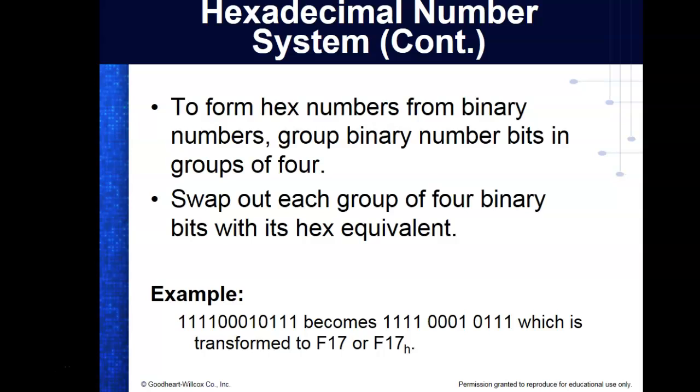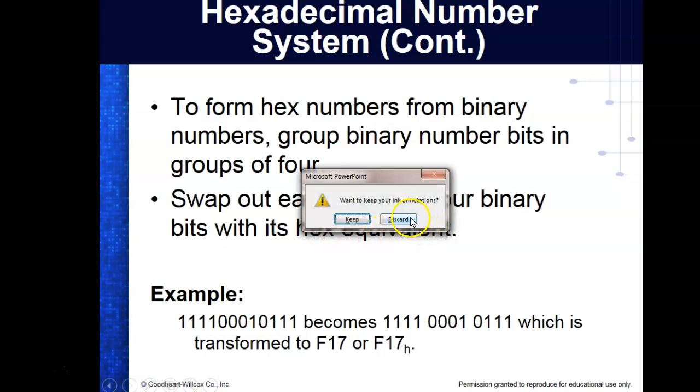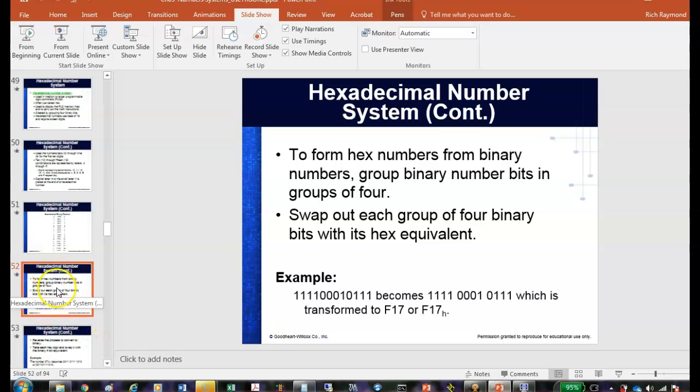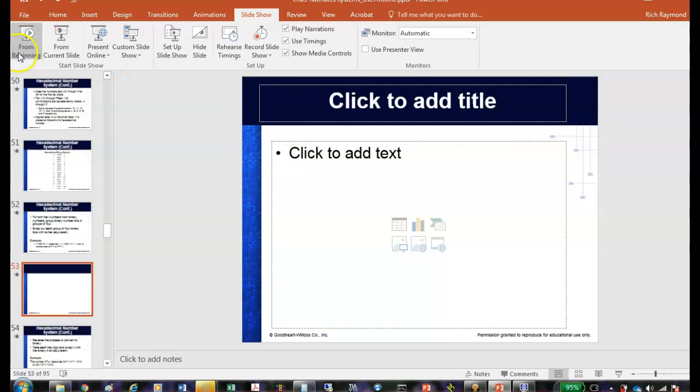To form hex numbers from binary groups, we split them into groups of 4s, right? So we can take a big binary number and convert it. So let's say we have this hexadecimal right here, 3BC5. This is base 16. Convert that to binary for me.